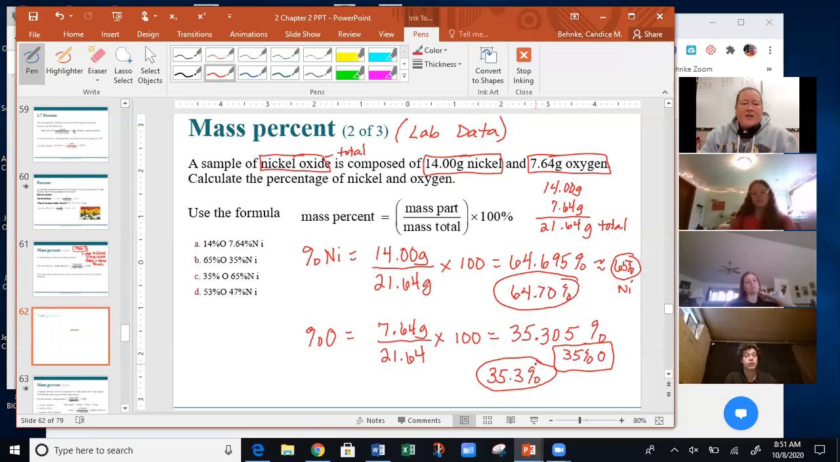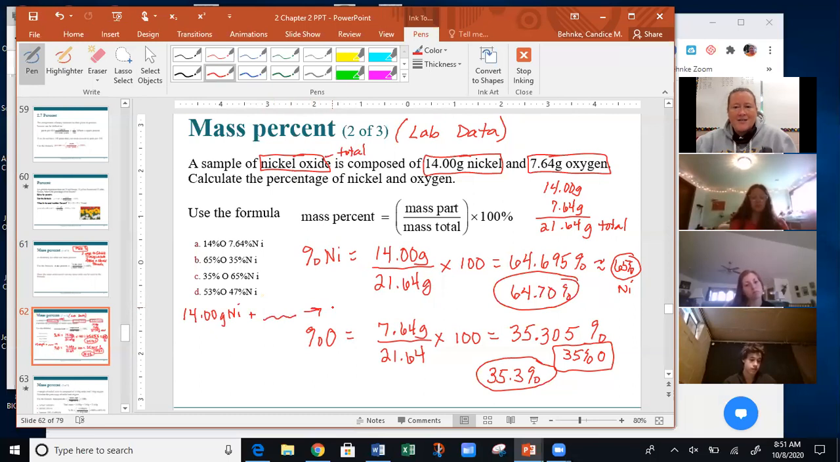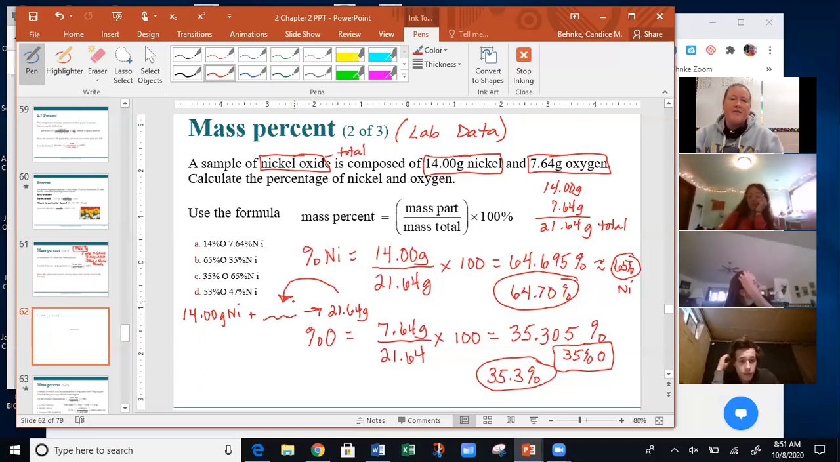So an alternative way that this problem could have been asked would be, they could say that 14.00 grams of nickel reacts with oxygen to produce nickel oxide that has a mass of 21.64 grams. So they might tell you the total mass, and you have to work backwards and calculate the oxygen. In the assignment that I have for you today, this is what you have to do for that assignment.